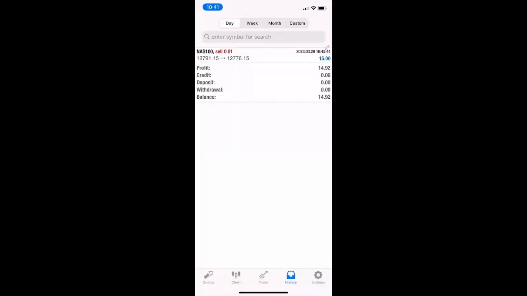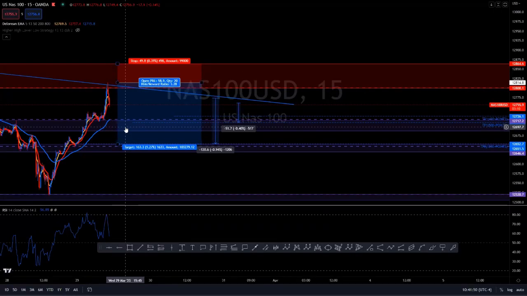All right, so as you can see, I made $15 on that. So made some good profit on that in a very small account. I started with a $100 demo account with the smallest lot size.